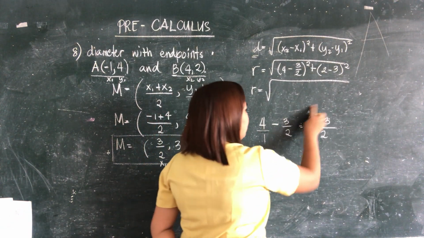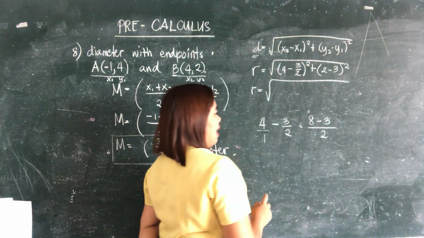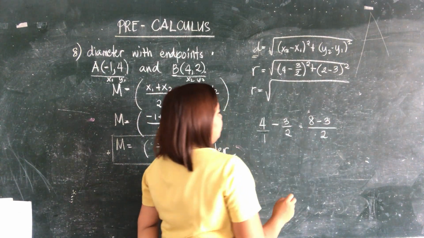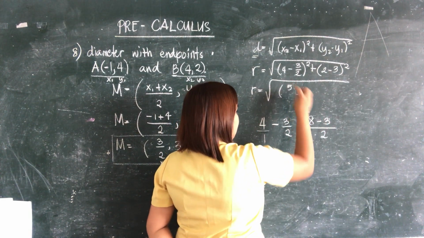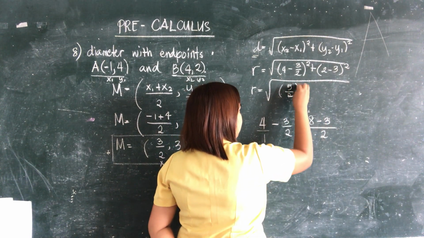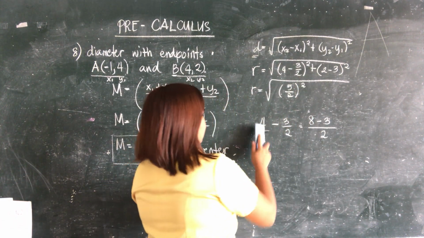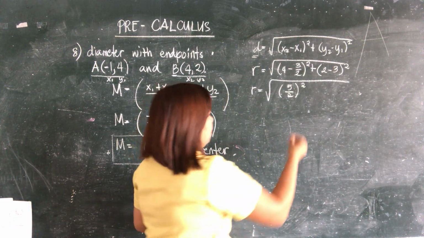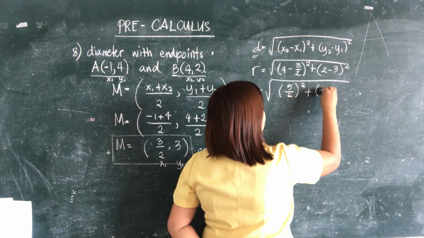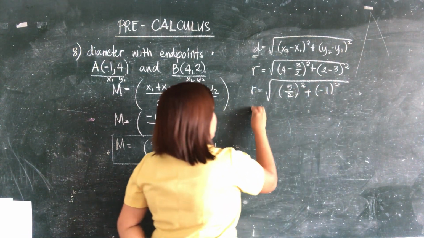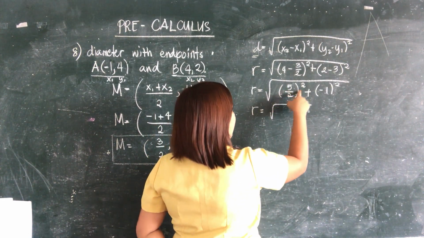So, once na meron ka na nito, you can now simplify. The same na yung denominator nila. 8 minus 3 is 5. Then just copy the denominator, squared. Tapos, i-erase na lang natin ito para magkaroon tayo ng space. Plus, 2 minus 3, it will give you negative 1 squared. So, R equals the square root of 5 over 2 quantity squared.